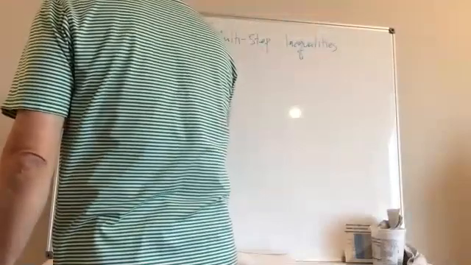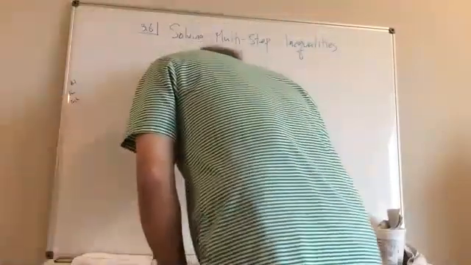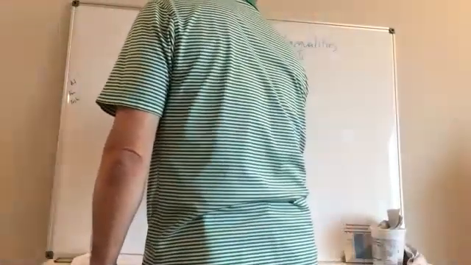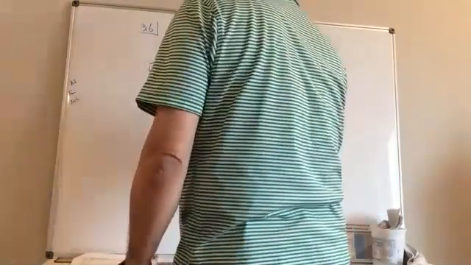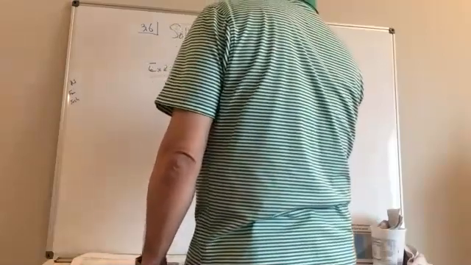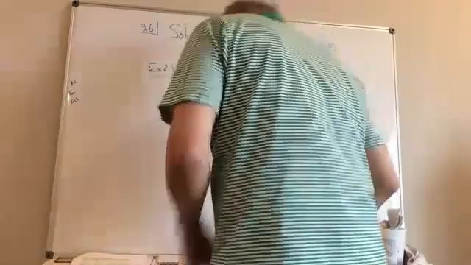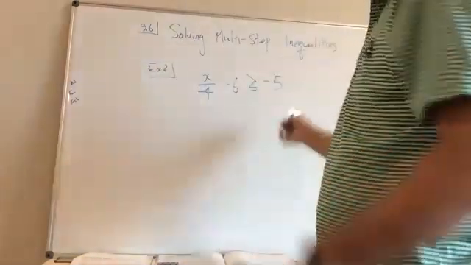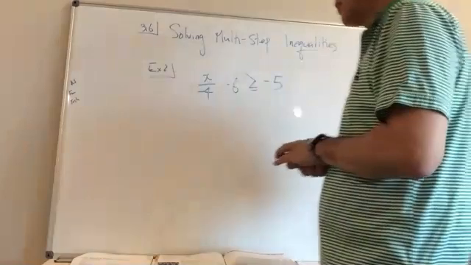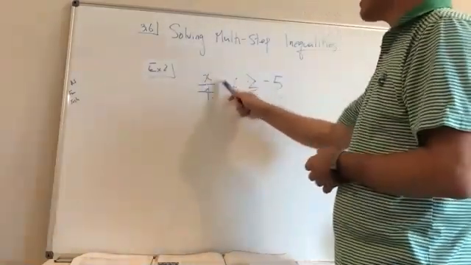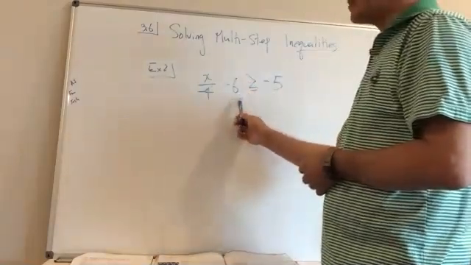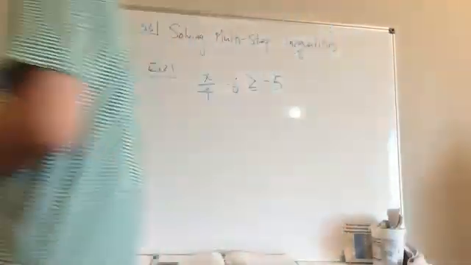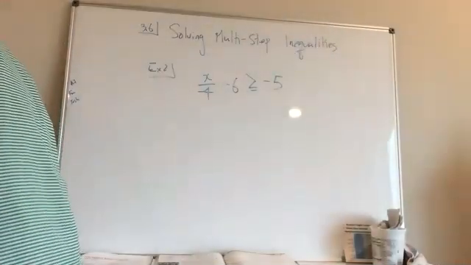Example number 2, we have x divided by -4 minus 6 is greater than or equal to negative 5. Okay, so here's the inequality that we're going to solve. Okay, again, I want to isolate this guy by itself. Okay, so I need to get rid of the negative 6. So how would I do that?